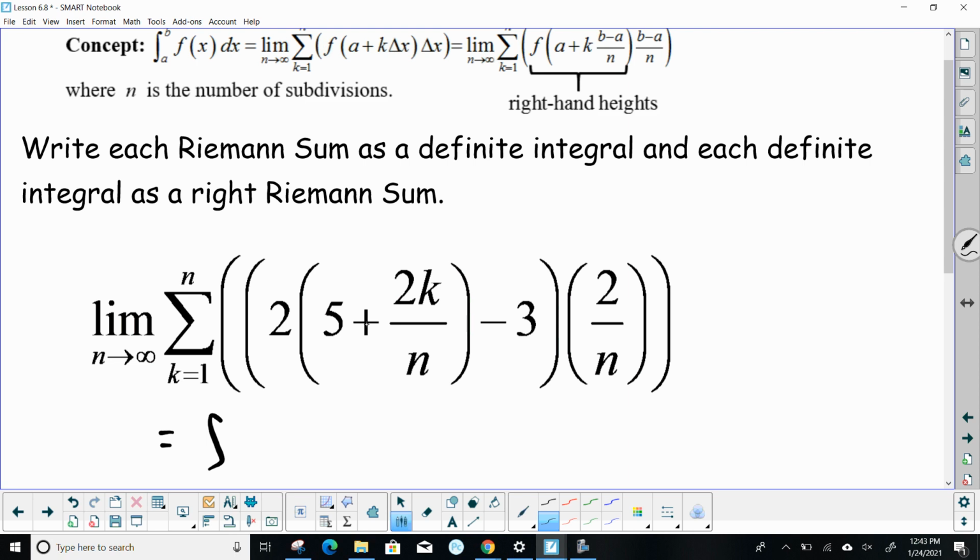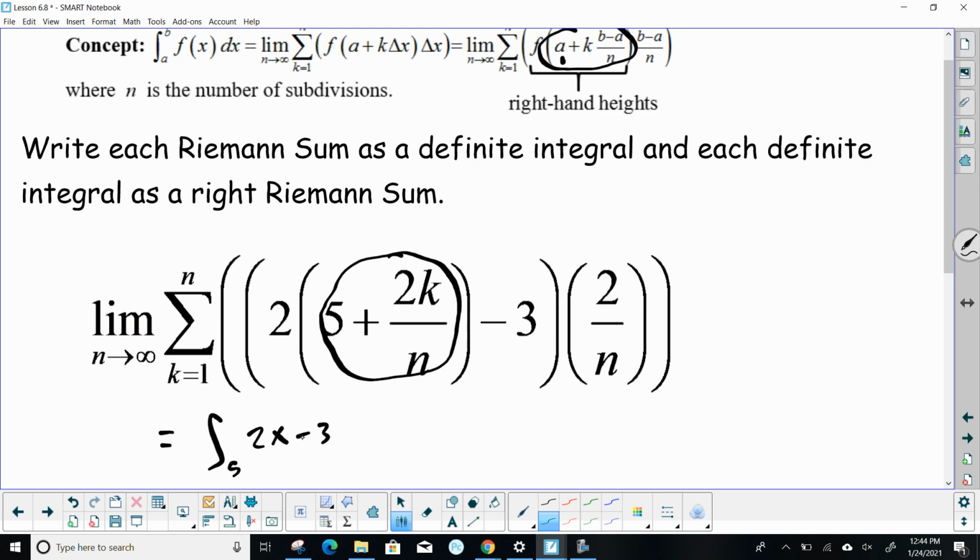If you look at what's plugged in, you see this 2 over n. This is the inside of the function right here. I plugged in 5 plus 2k over n. That's this part right here. So we've got to figure out what a is. Well, a is just that first number that you're adding right there, so in that case, it's 5. So I know my lower limit is 5. And then what did I plug this into? I plugged it into 2 times that minus 3. So my function is going to be 2 times x minus 3.